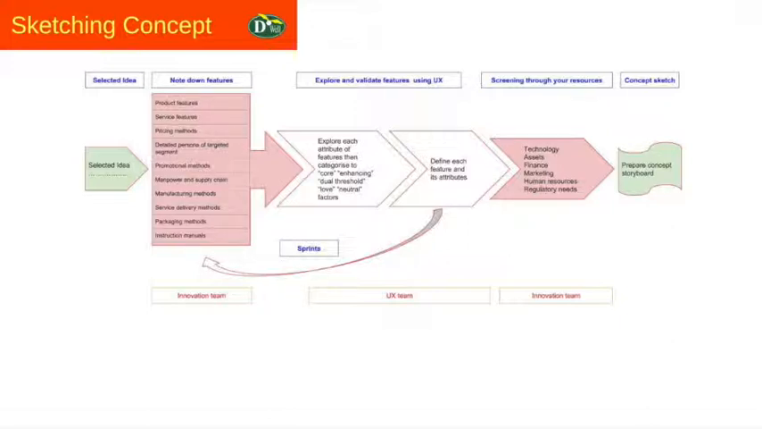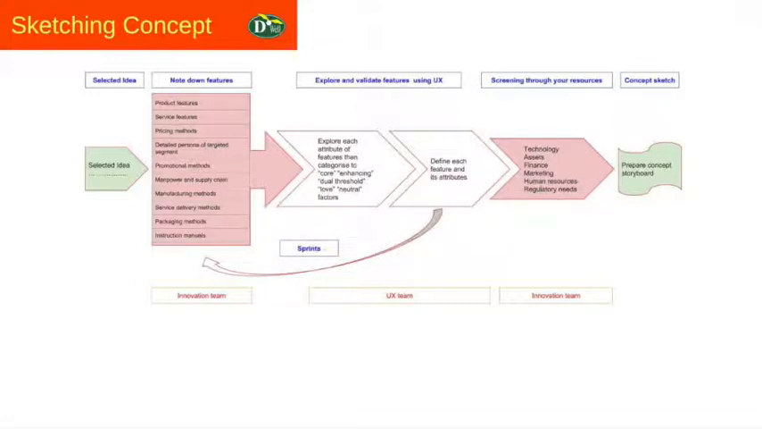What will the UX team do? The UX team will analyze all the attributes and features, then categorize them into core factors, enhancing factors, dual threshold factors, love factors, and neutral factors. It's explained here. I will give some explanation about what is meant by core factors. Core factors are the basic factors of the product. This is the definition of the product. For example, in the case of a phone, the basic purpose is that we have to speak, we have to call. That's a core factor of the product.